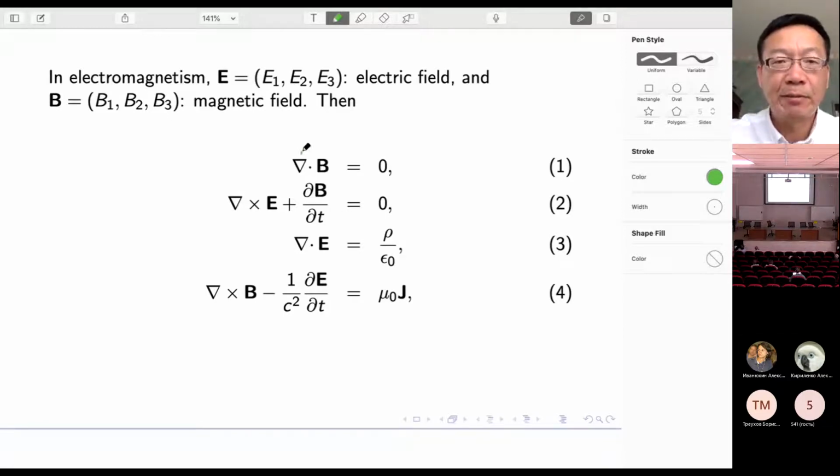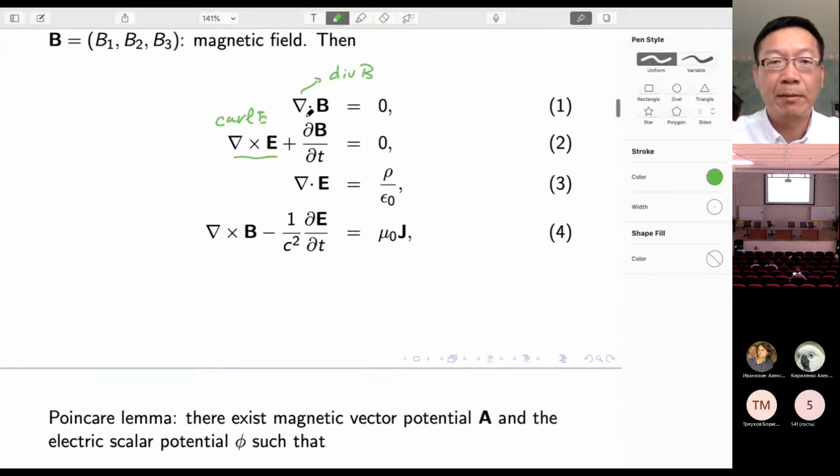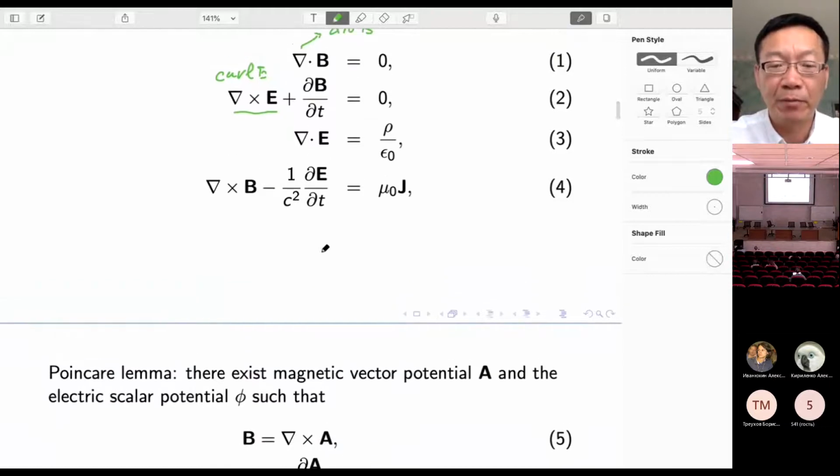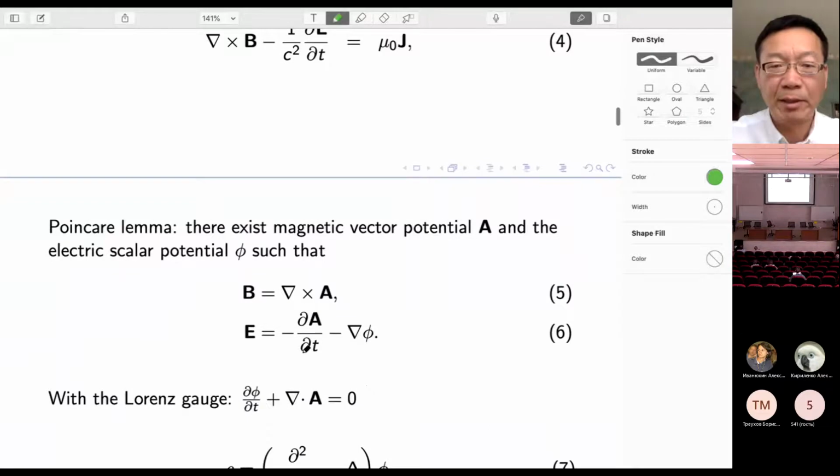This is divergence. And this is the curl. And these are constants that have some physical meanings. Now, particularly this equation, because we're working on R4, implies that B is a closed form. It's an exact form, meaning that I can write my B, the magnetic field, as a curl of a potential field. And then the E can be written in this way.